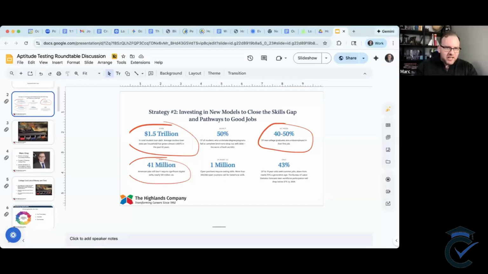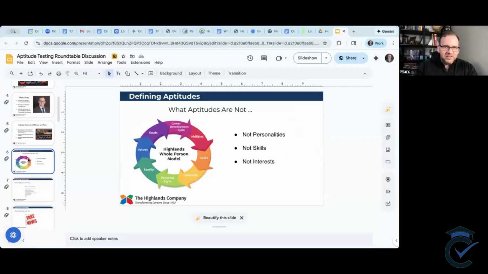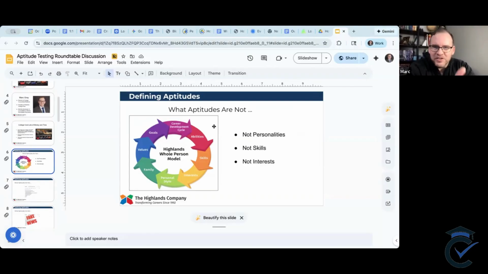Now, I'm not the biggest fan of using slides. I will at least show you this one. So let's talk a little bit about what aptitude assessments are not. They're not personality assessments, they're not skill assessments, and they're not interest assessments.